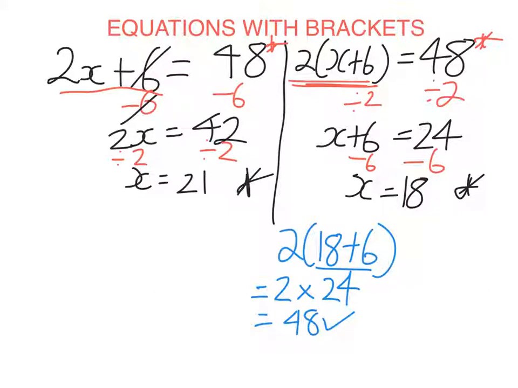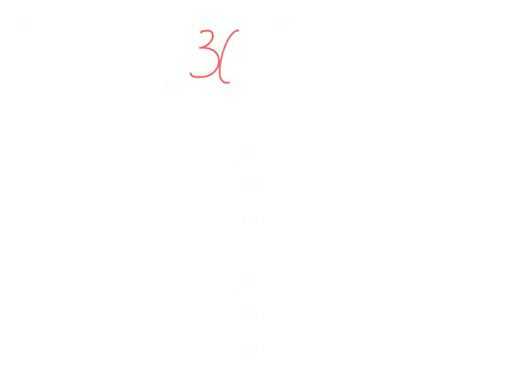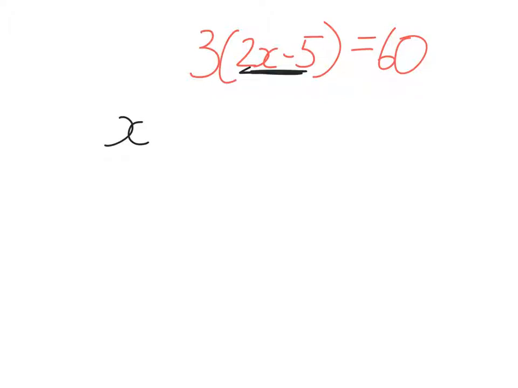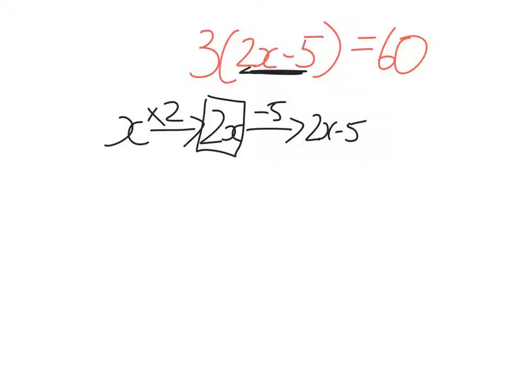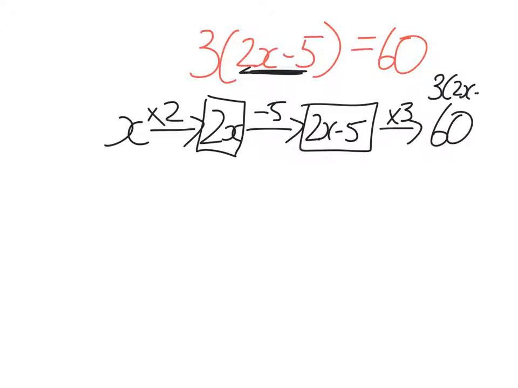Let's look at another example. Let's say we have the equation 3 times (2x minus 5) equals 60. I can use the flowchart method if I want. What I've done is I've started with x, and I need to get everything in the brackets done first. So I apply my normal BODMAS to what's inside the bracket. What I've done to x is I've timesed by 2 to get 2x. Then I've subtracted 5, and that's how I got what's in the brackets, 2x minus 5. Then I took my answer and multiplied by 3, and I ended up with 60. So that's how I ended up with 3 times (2x minus 5).